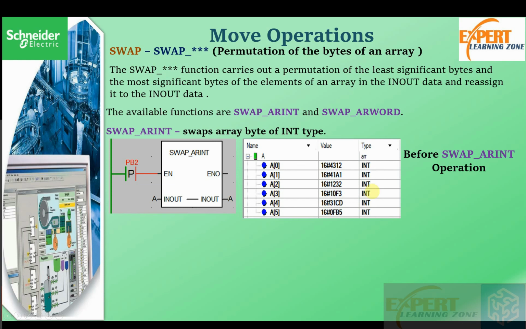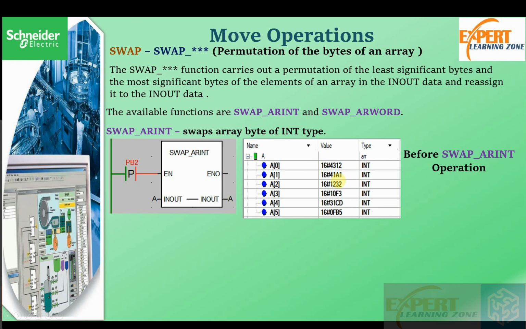All of int type, and this is the operation before the swap. They have these values in their hexadecimal formats. After the swap operation, you'll see that here our most significant byte is 43 hexadecimal and the least significant byte is 12. After the swap operation, the most significant byte becomes 12 and the least becomes 43.